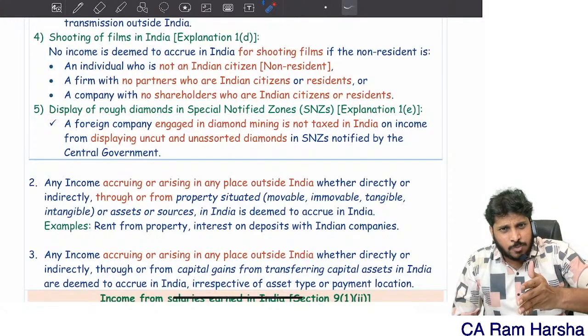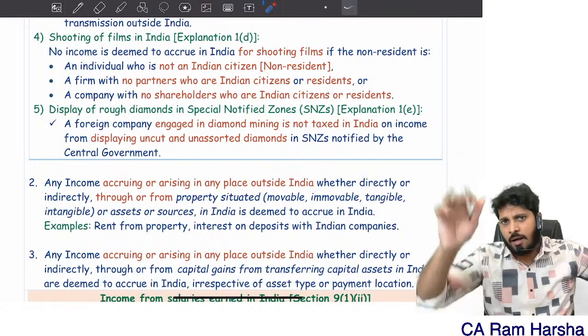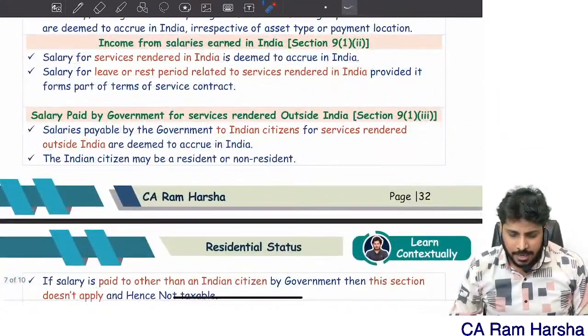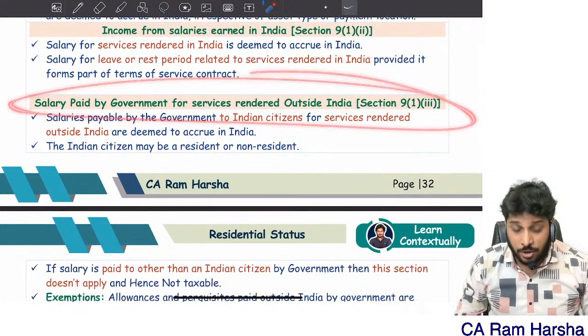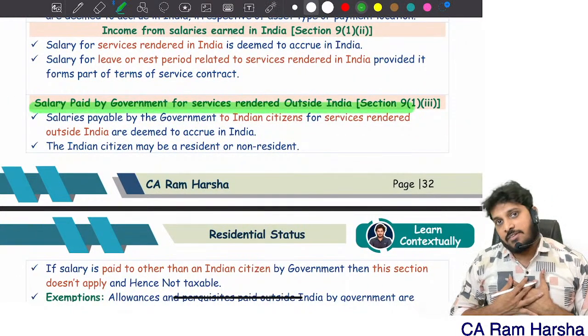If they come, display diamonds and sell again outside India, that is not deemed to accrue in India. In this, another important one: salary paid by the government of India.